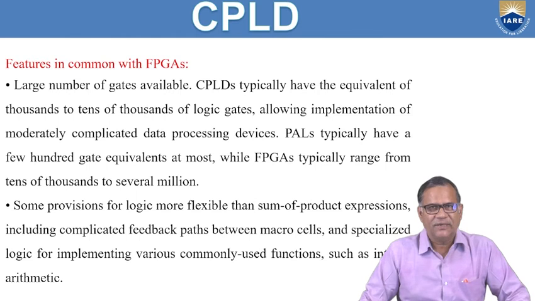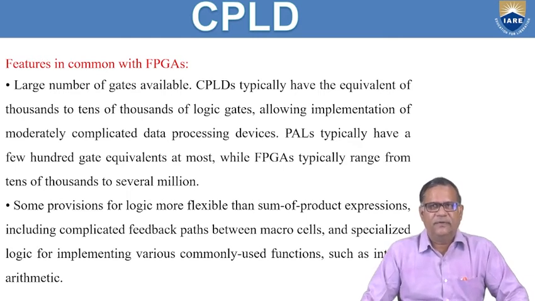Now let us see the features which are common with FPGAs. What is the commonality between CPLD and FPGA? Let us discuss, and after that, I am going to discuss the differences between CPLD and FPGA. As a large number of gates are available, CPLDs have the equivalent of thousands to tens of thousands of logic gates. PALs have only a few hundred gates, whereas in a CPLD you can have up to tens of thousands of logic gates. So you can implement moderately complicated Boolean functions.